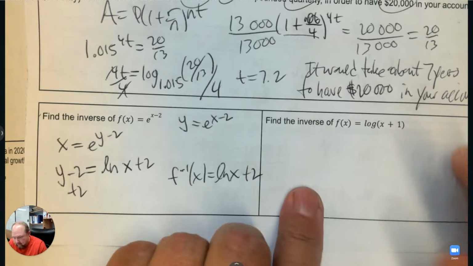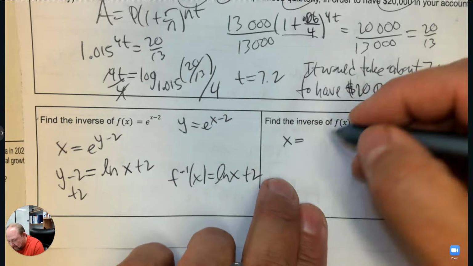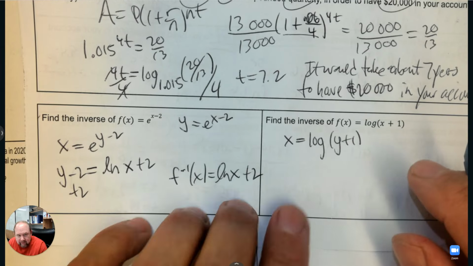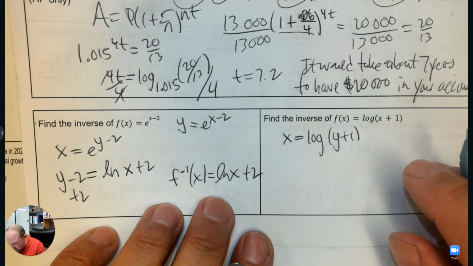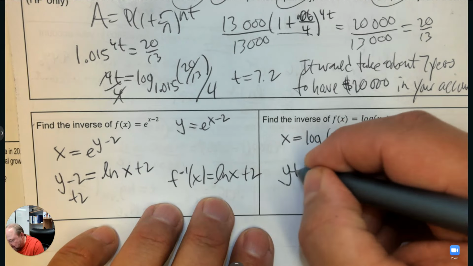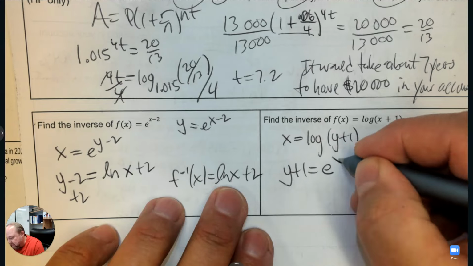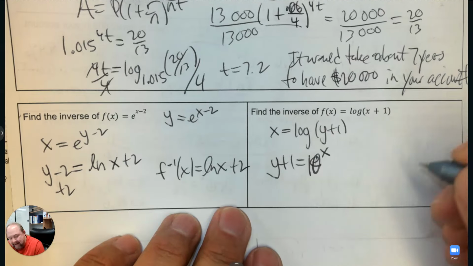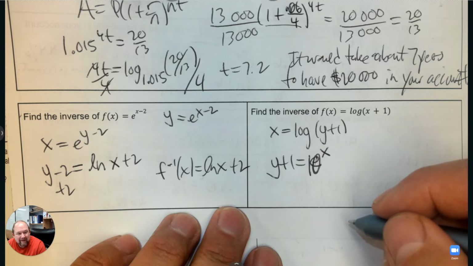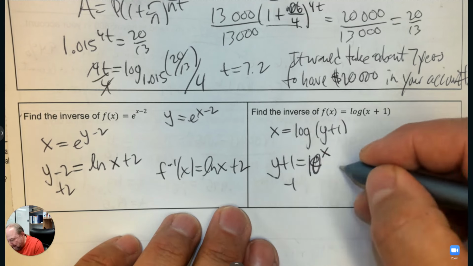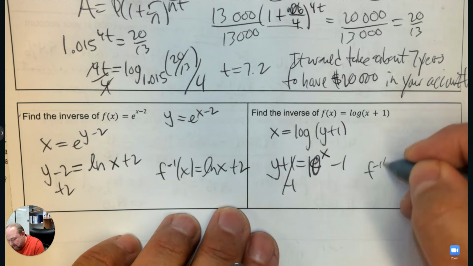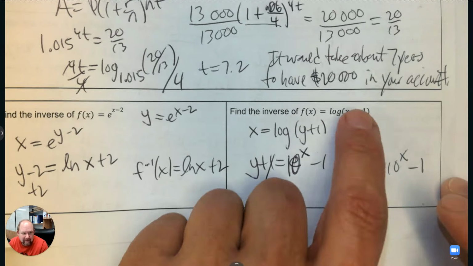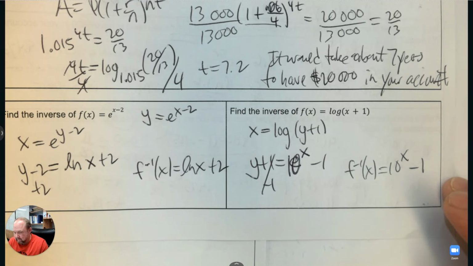Again, I want to find the inverse. So I'm going to start with x equals log y plus 1, so the x and y trade. To write this as an exponential is how you would solve it. So what's inside the logarithm? The exponential to the exponent, oops, not e. When you don't see a base, what's the base? 10 to the exponent x, and then subtract 1, and you have your inverse. So it's 10 to the exponent x subtract 1 is the inverse of that logarithm.